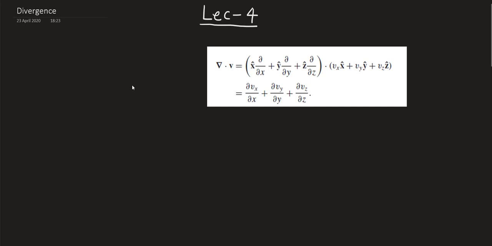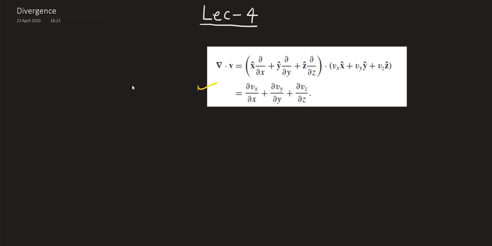Hi, so we will discuss divergence. In the last lectures, we have discussed some vector calculus parts. Also, we discussed in the earlier lectures the gradient. Now I will talk about the divergence, and most importantly, we will look at the geometrical intuition of the divergence. Mathematically, it is very easy.